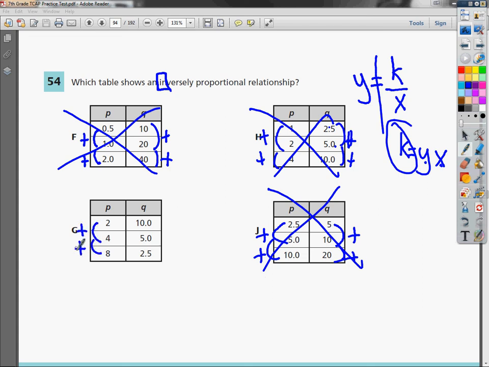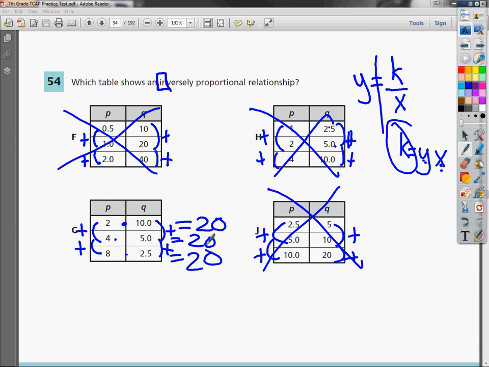Now the last one, I'm going up, but on the other side, I'm going down. 10 to 5 is a subtraction, or I'm reducing it. Same thing from 5 to 2.5. Now, if my other theory is correct, we should be able to multiply the x term, or the p column here, with the term in the y column, and get the same number every time. So if I do 2 times 10, I get 20. I get 4 times 5, I get 20. I get 8 times 2.5, shockingly, you get 20.